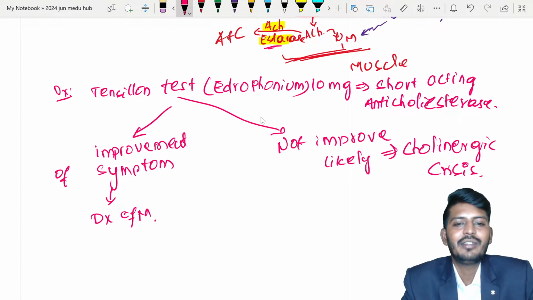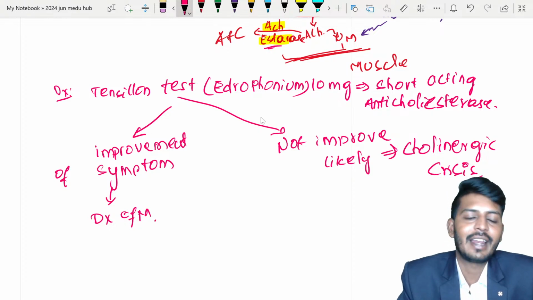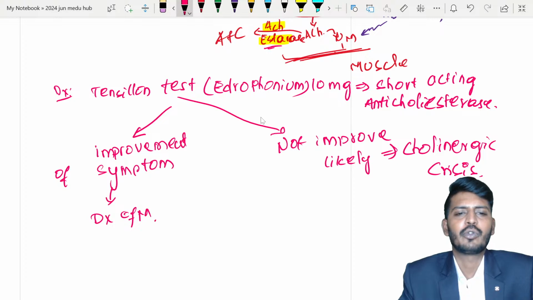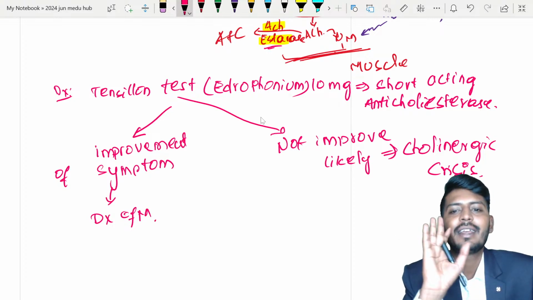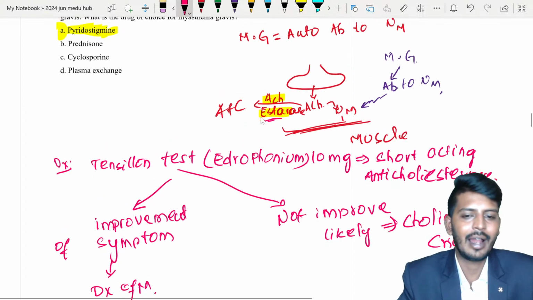Okay, so nowadays we don't use it clinically. Actually, it's not used. Now listen to me. The cholinergic crisis, nowadays we don't do that much. Only for differentiating cholinergic crisis we might use edrophonium, but for diagnosis of myasthenia gravis, no, we don't use edrophonium anymore.